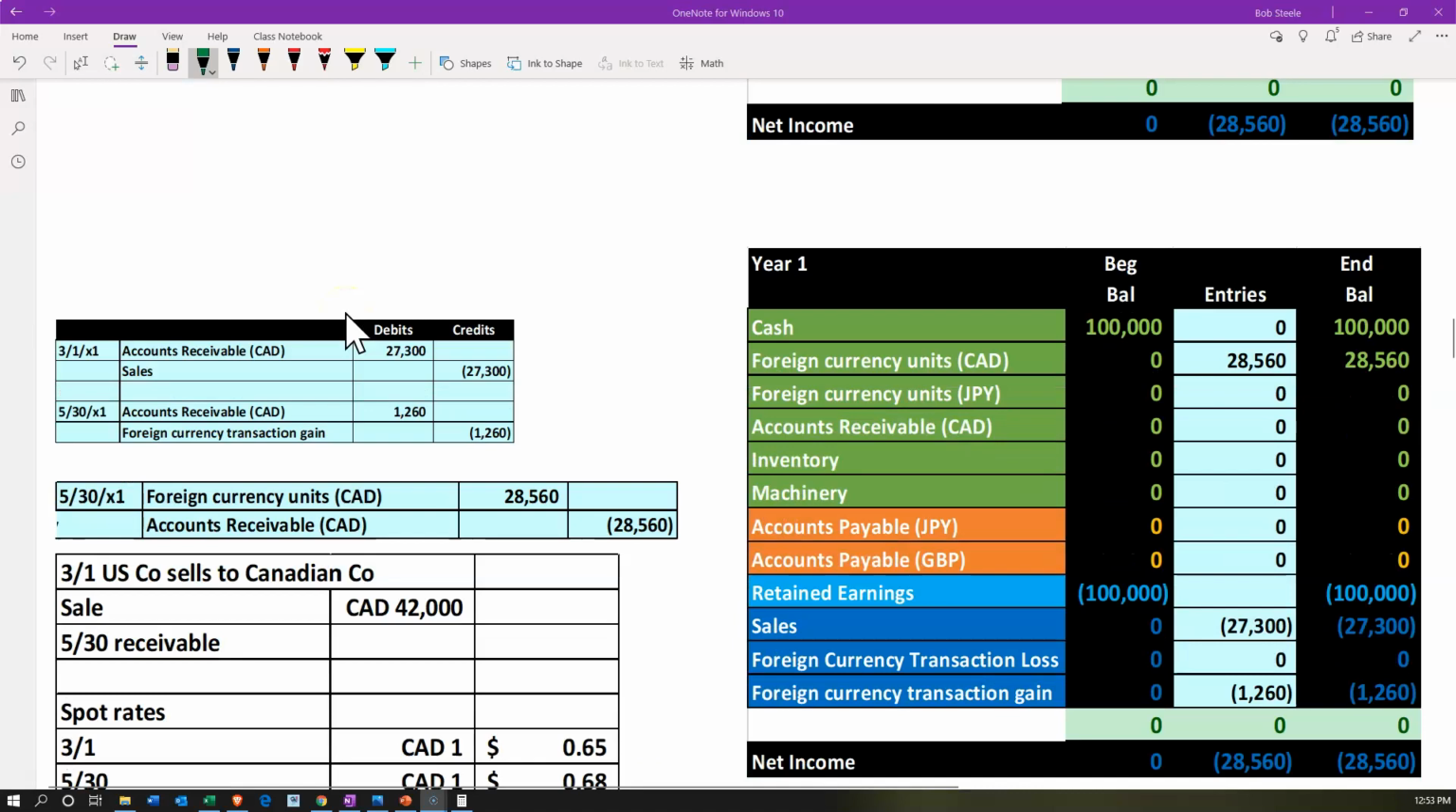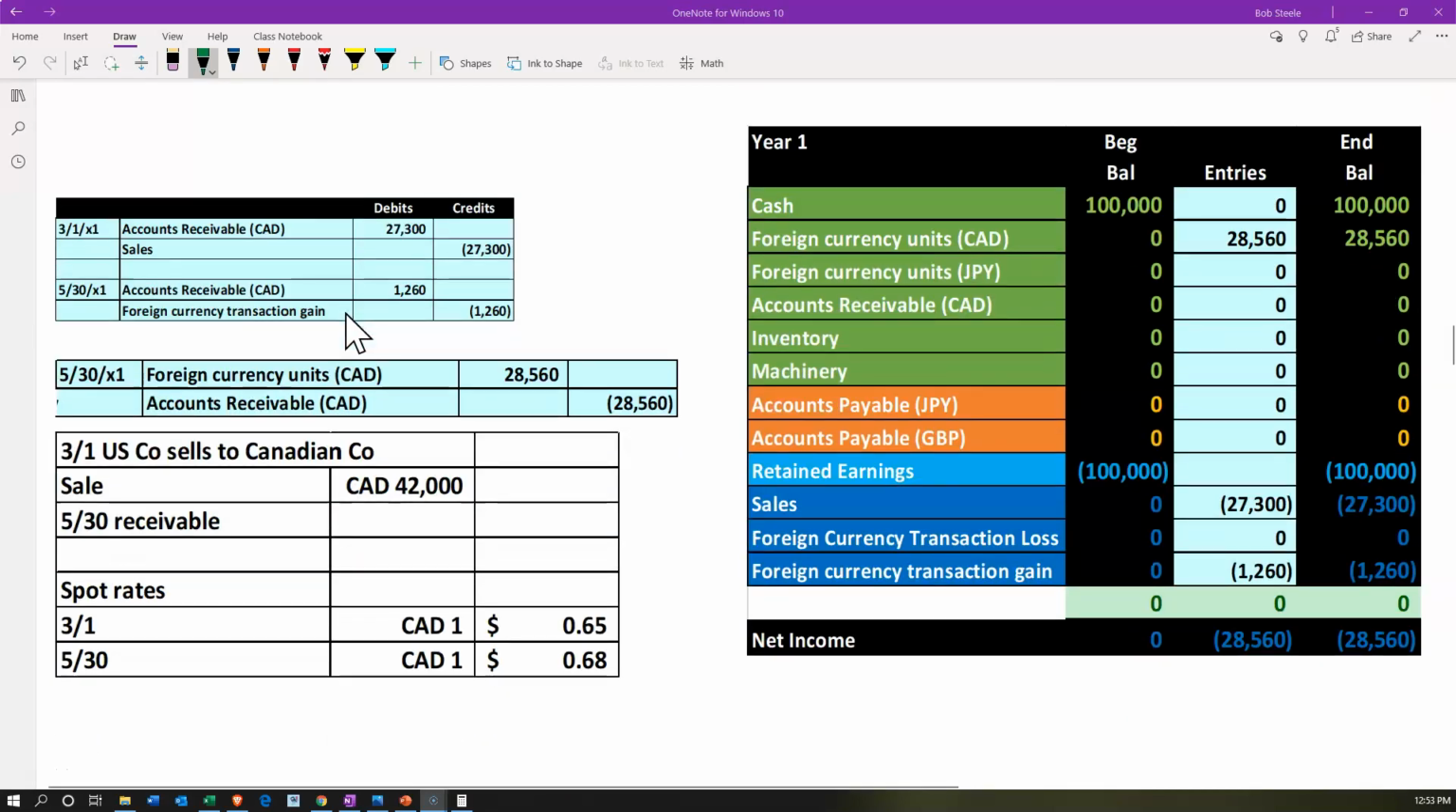Next, we can record us actually getting paid. So we're going to get paid in the next transaction. What are we going to get paid in? 42,000 Canadian dollars. We're getting Canadian dollars. Now, you can think about this just like we got paid with machinery, or something other than cash, some kind of physical thing that has value. What we're going to do is put it on the books and value it in terms of US currency.